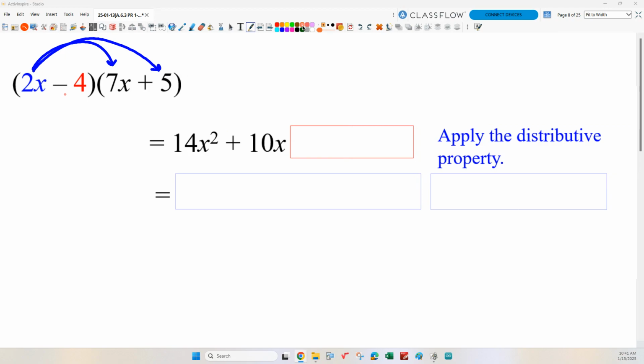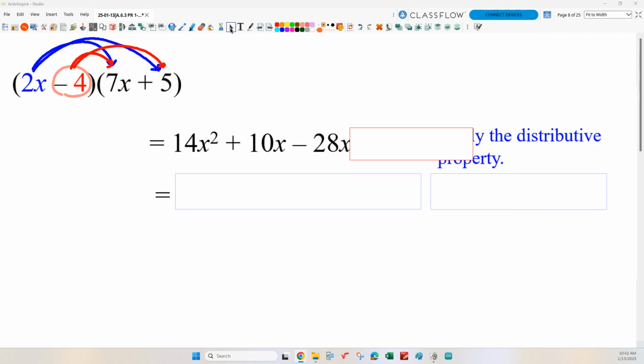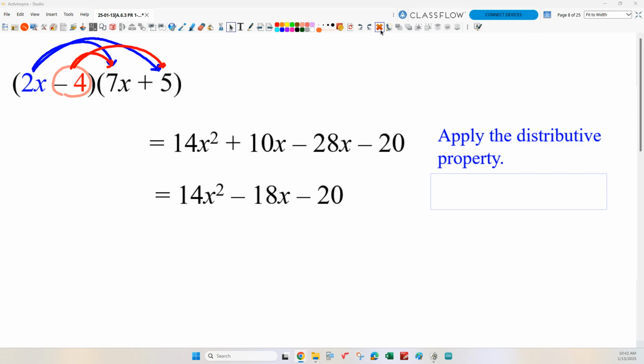We're going to distribute the negative 4 to both parts also. So negative 4 times 7x is negative 28x. Negative 4 times positive 5, negative 20. And then what? Combine like terms. Good. So I've got to combine those x's. And 10x minus 28x is negative 18x, and we got it.